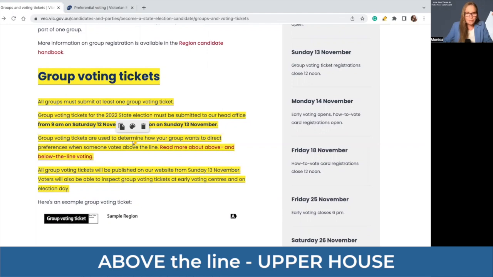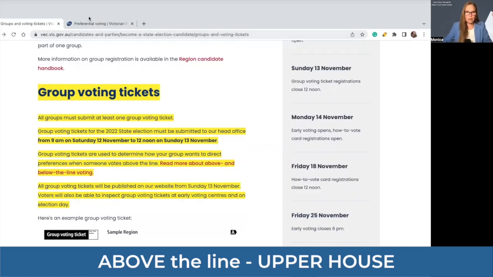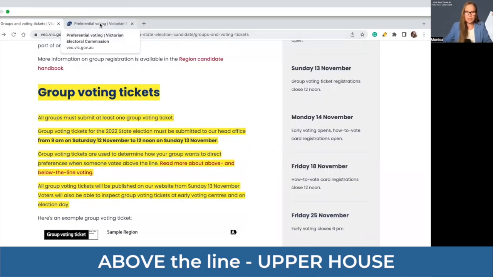Voters will also be able to inspect group voting tickets at early voting centres and on election day. So don't be stressed out because these group voting tickets will be shown to you. Don't worry. I'll go into a little bit more detail after I finish reading the next slide.